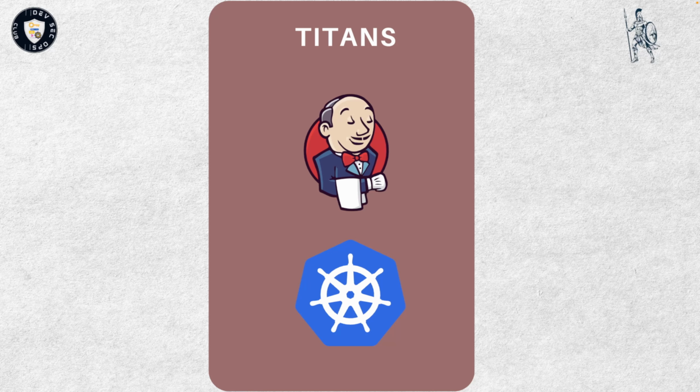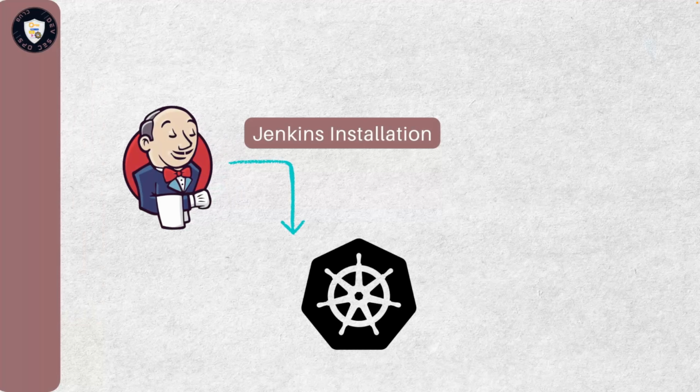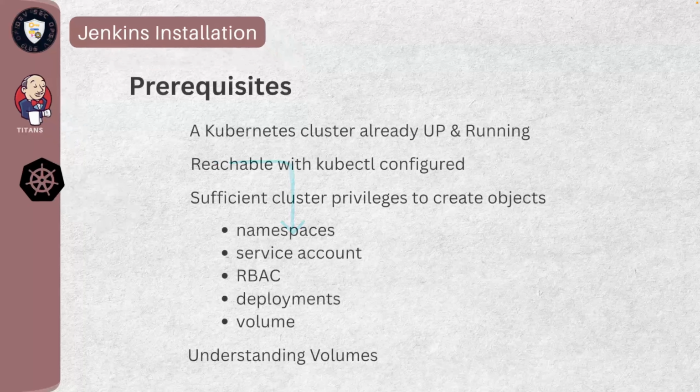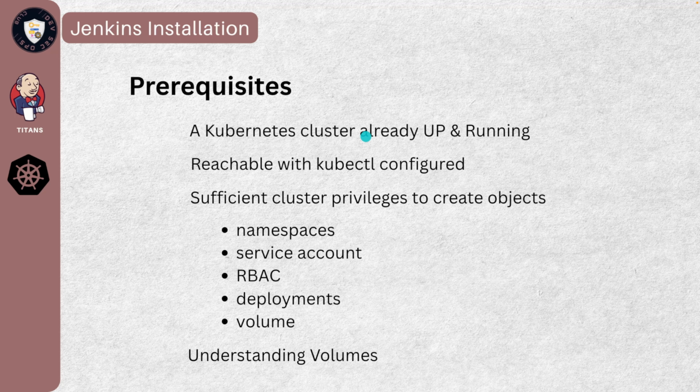Let's start with the very first thing, to learn how we can install Jenkins in a Kubernetes cluster. Again, these are the prerequisites. I'm assuming your Kubernetes cluster is up and running, reachable with the kubectl config. You have sufficient cluster privileges to create objects such as namespaces, service accounts, RBAC, deployments, and volumes, and you must also have an understanding of volumes and how to use them. If you don't know how to do this, you can refer to the day 7 videos where we deep dive into the Kubernetes part. So let's go ahead and start doing this.